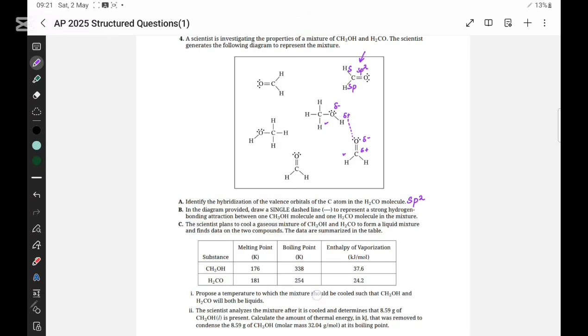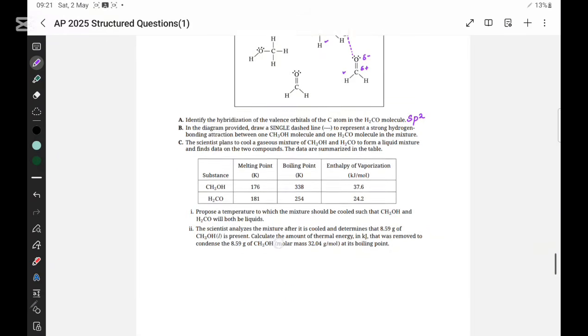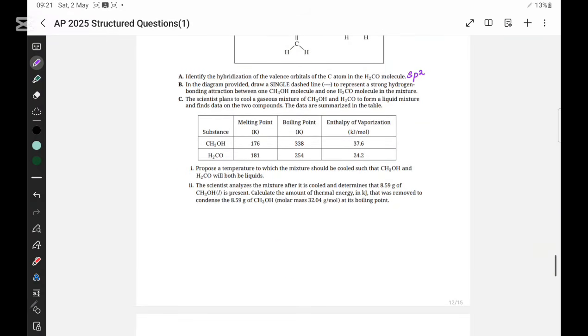Next question: the scientist plans to cool a gaseous mixture of CH3OH and H2CO to form a liquid mixture and finds data on two compounds. They are saying propose a temperature to which the mixture should be cooled such that CH3OH and H2CO will both be a liquid. So we are given the melting point and the boiling point.